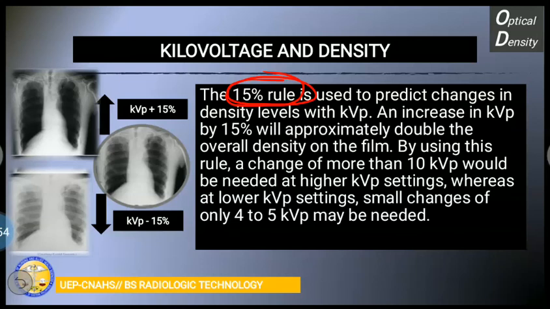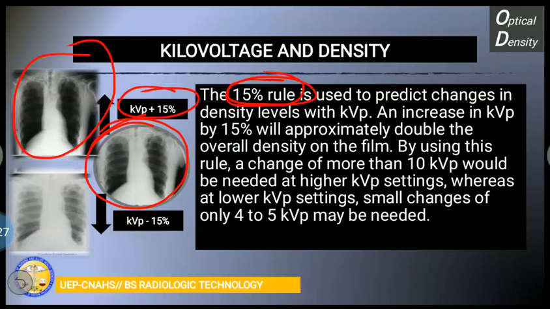Okay, here's the thing, class. For example, this is the image you attained on your radiograph, and you want it to appear slightly blacker. You repeat the procedure, and what you are going to do is add 15%. So, for example, if your original kVp is 75, you take the 15% and add it to the original kVp. So you would expect the appearance to become like this. Likewise, if you repeated and reduced the original kVp by 15%, you would expect the appearance to become like this. That is based on the principle of the 15% rule.